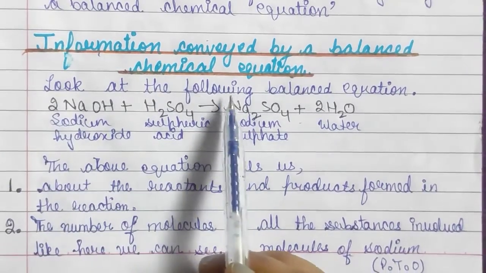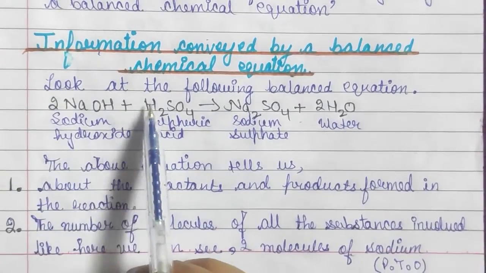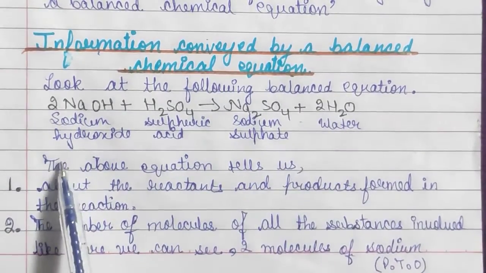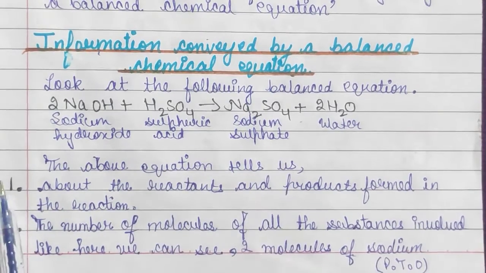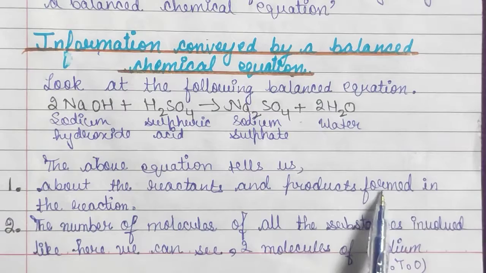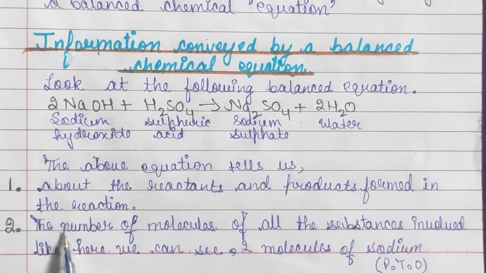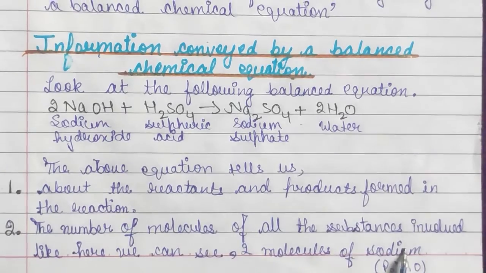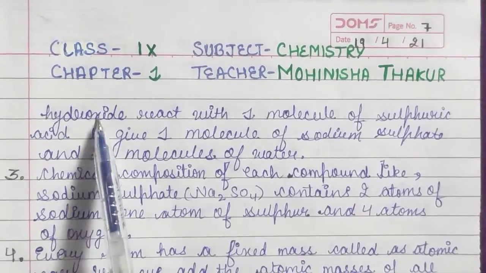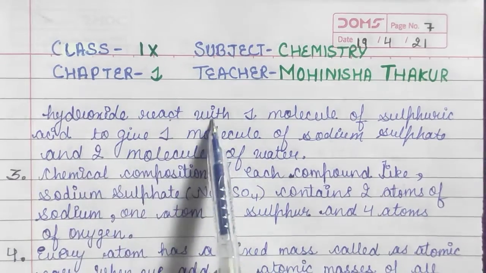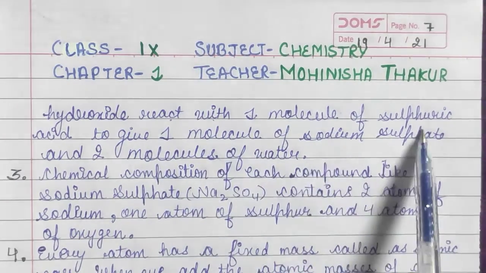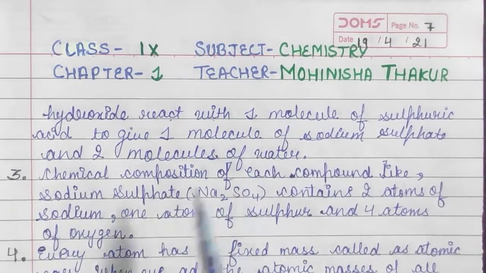So students, look at the following balanced equation, which is 2NaOH + H2SO4 gives Na2SO4 + 2H2O. So this is a balanced equation. The above equation tells us, one, about the reactants and products formed in the reaction. Number 2, the number of molecules of all the substances involved, like here we can see 2 molecules of sodium hydroxide react with 1 molecule of sulfuric acid to give 1 molecule of sodium sulfate and 2 molecules of water.